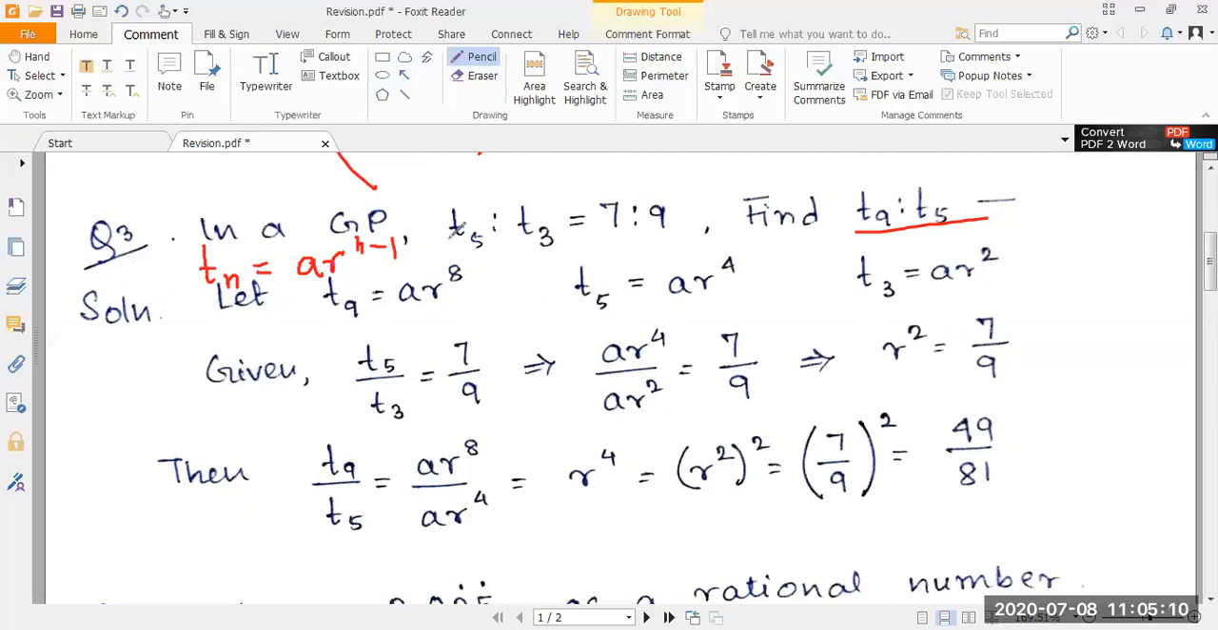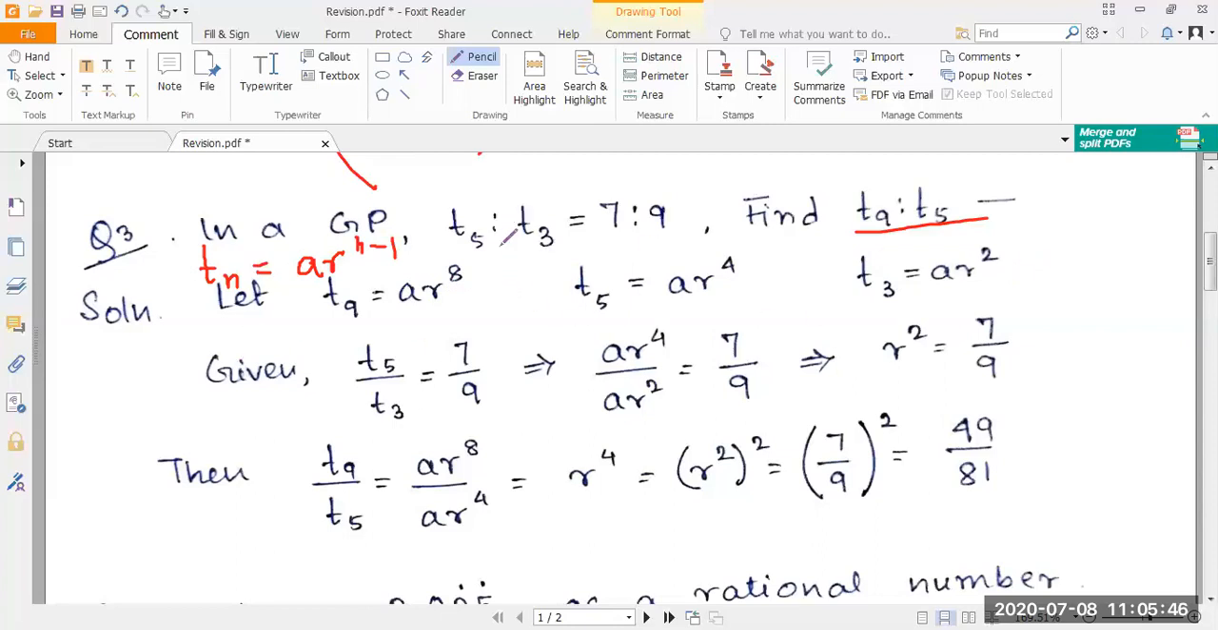So going by that rule, we have T9 equal to A r to the power 8, where A is the first term of the GP series that we have considered, and r is the common ratio. So it's the ratio between the second and the first term, or the ratio between the third and the second term, and so on. We have discussed it in detail in the geometric progression session, so you can have a look at it. So we have T9 equal to A r to the power 9 minus 1, because it's n minus 1. So it's A r to the power 8. T5 equal to A r to the power 4, and T3 equal to A r squared.